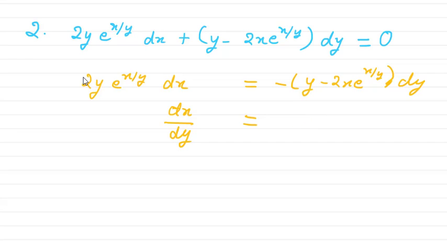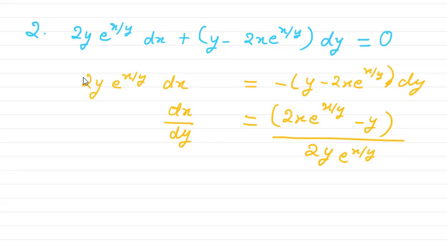Okay, here I can write this thing as (2x e^(x/y) − y) divided by (2y e^(x/y)). So here, if you take dy/dx, in the denominator you'll get two terms, in the numerator you will get one term. In these types of cases you have to avoid the situation where you get more terms in the denominator. So here we'll get dx/dy.